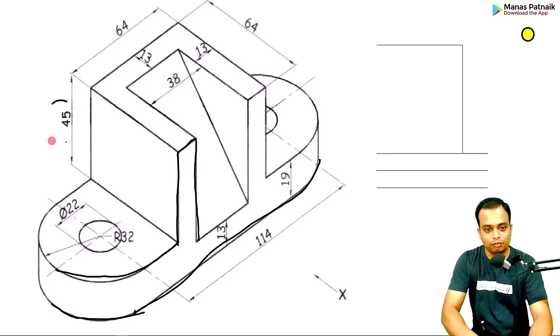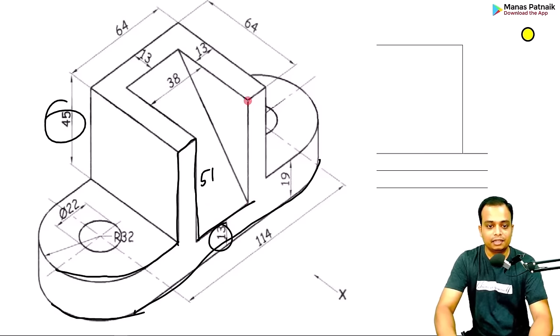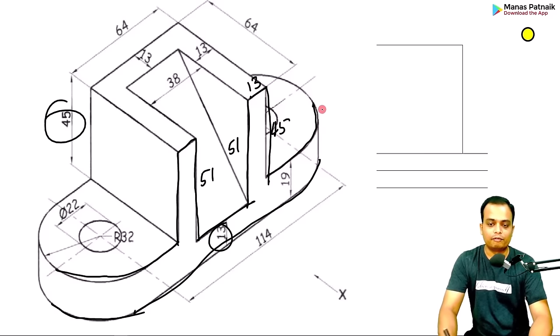This is having a length of 45, whereas this is having a length of 51. Please note, 64 minus 13 will give you 51. This is 38. This is again 51, sir. Sir, this is 13. Okay. This is 45, sir. And then this straight, go straight.